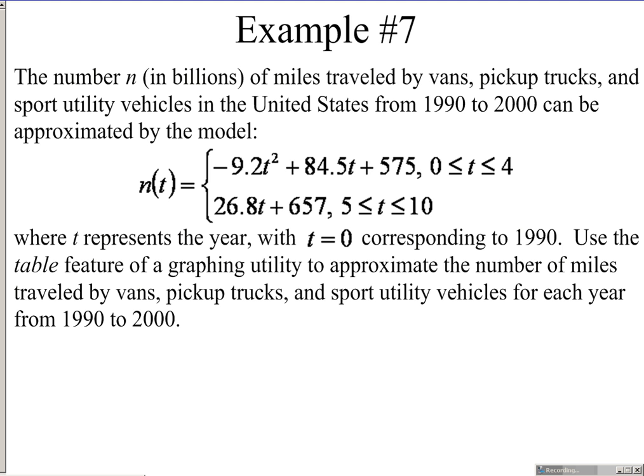Okay, let's look at our equation here first. First, we're dealing with a piecewise function. We know t equals 0 corresponds to 1990. So this domain restriction here that says t has to be between 0 and 4 is really talking about the years 1990 through 1994. This domain restriction on the second piece of our function, t has to be between 5 and 10, is from 1995 to the year 2000. So now we need to find the number of miles traveled by vans, pickup trucks, and sport utilities for each year from 1990 to 2000.